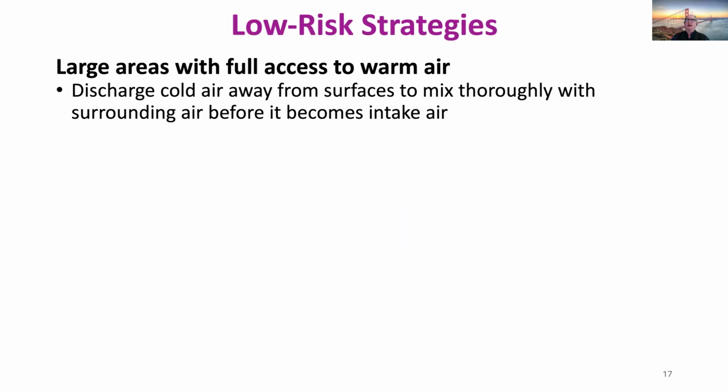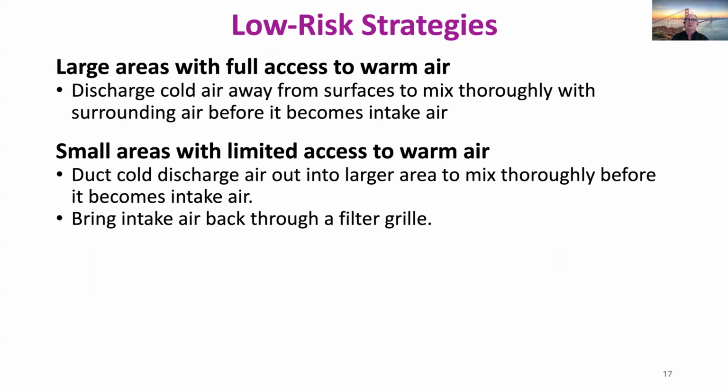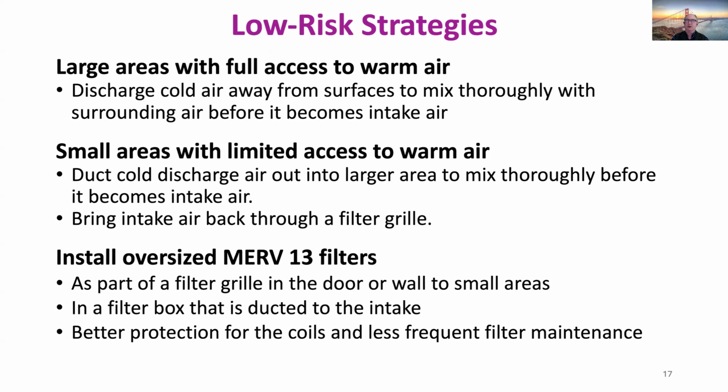For large areas with full access to warm air, discharge the cold air away from surfaces to mix thoroughly with the surrounding air before it becomes intake air. For small areas with limited access, duct cold discharge air out into the larger area to mix thoroughly before it becomes intake air. Bring the air intake back through the filter grill. Install oversized MERV 13 filters, either as part of a filter grill in the door or wall, or in a filter box that's ducted to the intake. It provides much better protection for the coils, and in practice, it has been found to require much less filter maintenance.